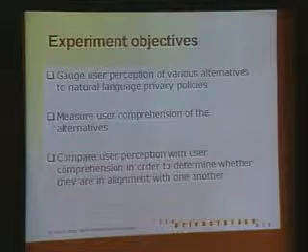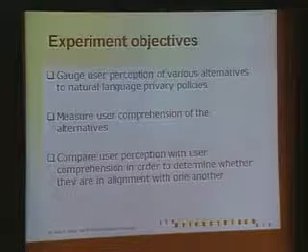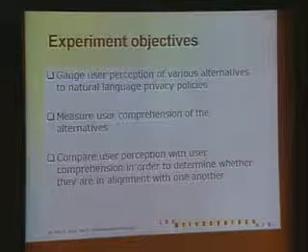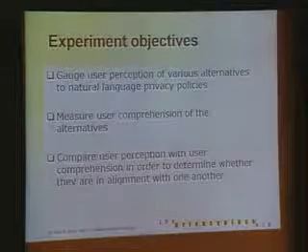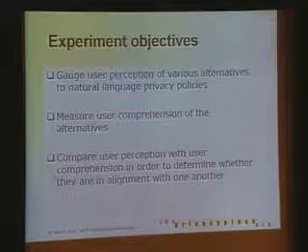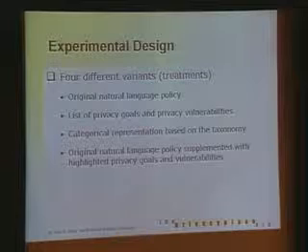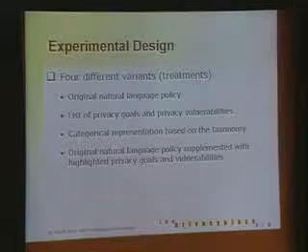So with our particular experiment, we had 3 primary goals. We wanted to gauge the user's perception of the 4 different alternatives. We also wanted to measure the comprehension, and then we wanted to compare to see if there was a match between what people felt comfortable with and what they understood the best. So our experimental design used 4 different treatments, which we refer to as variants.